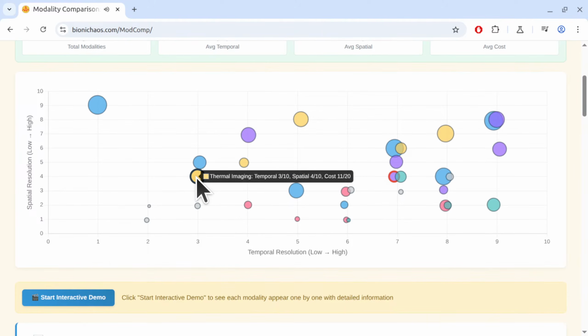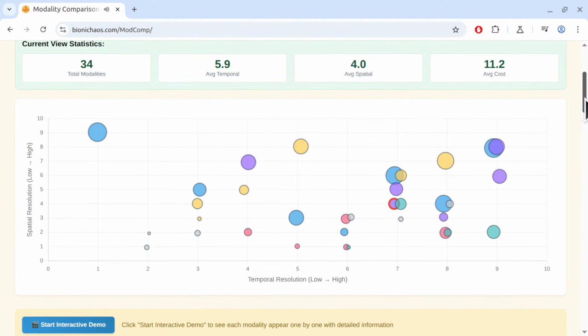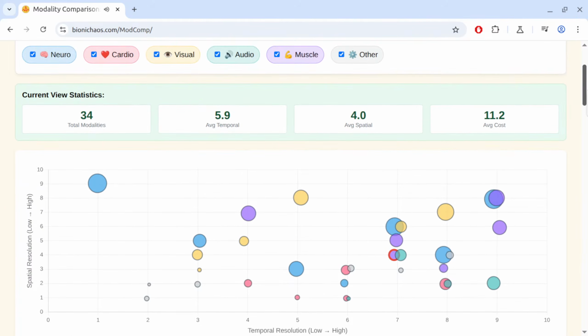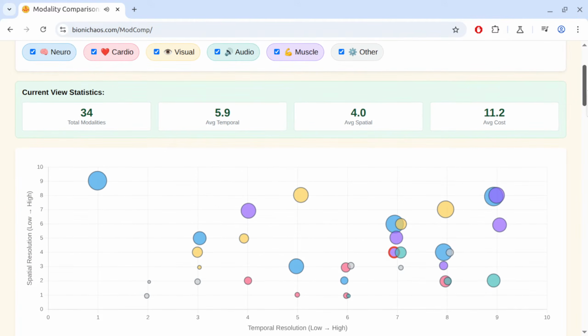Exactly. So let's start our tour, maybe in the bottom left corner, the humble heroes quadrant. The humble heroes, I like that. Okay, so this is where the entry-level sensors live. Pretty much. Perfect for when you just need a general idea, not a whole research paper's worth of data. And crucially, they won't break the bank.